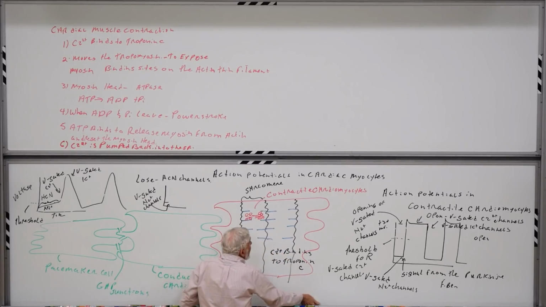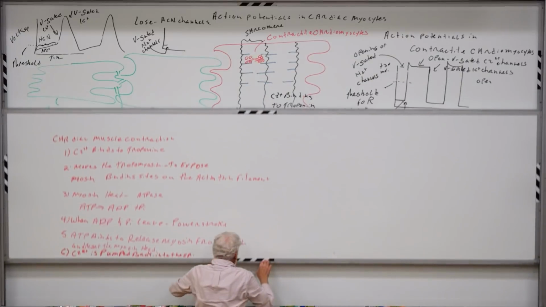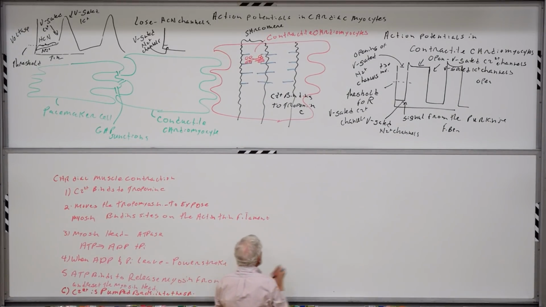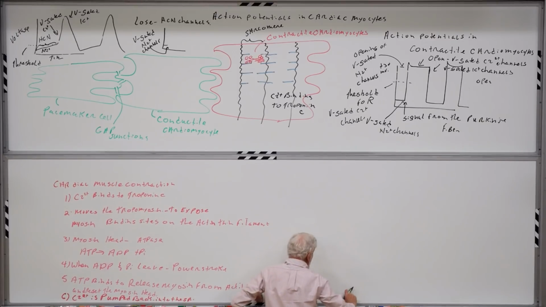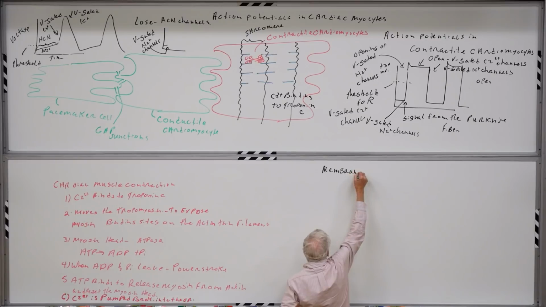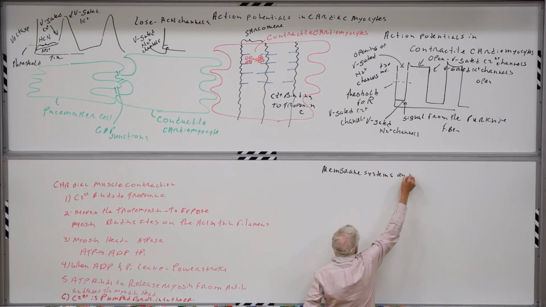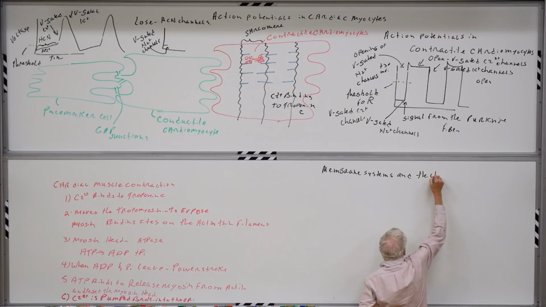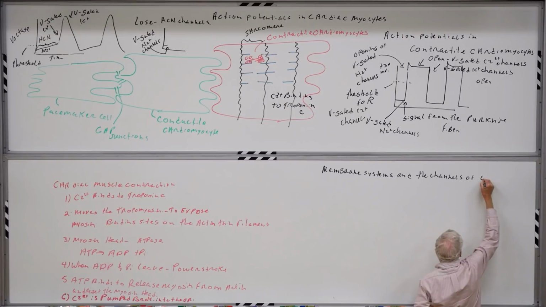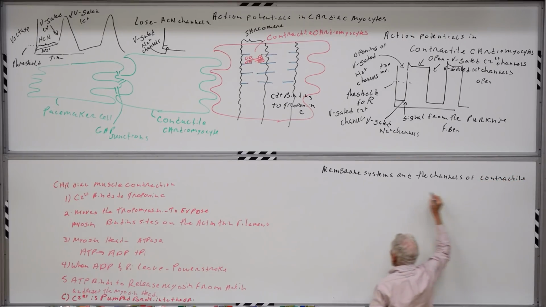So then let's go up here. And on the right-hand part of this panel, let's describe the membrane systems and the channels of contractile cardiomyocytes.